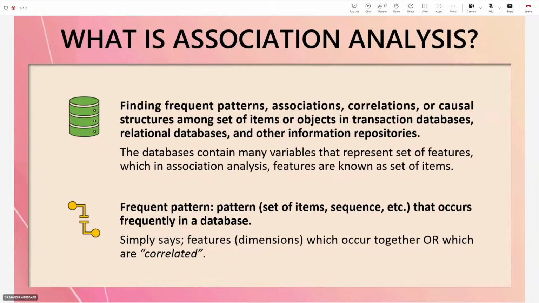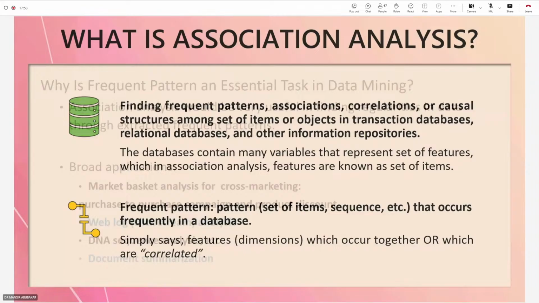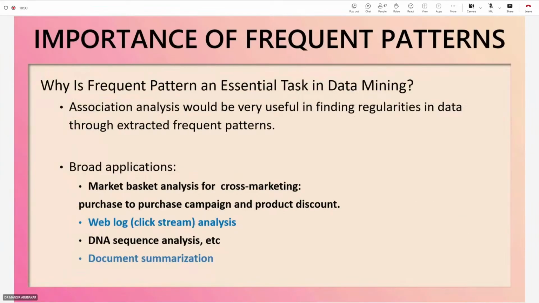So simply to say that features or dimensions which occur together or which are correlated, as I said earlier, milk and Milo are occurring at the same time, or they frequently appear in this data set. So this is how the association analysis can help managers in decision making to find out what kind of items are being bought at the same time or bought together, so that we can arrange our shelves, so that we can reach out to the customer or whatever.